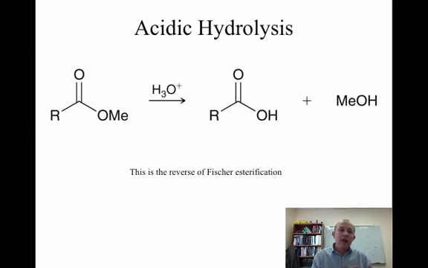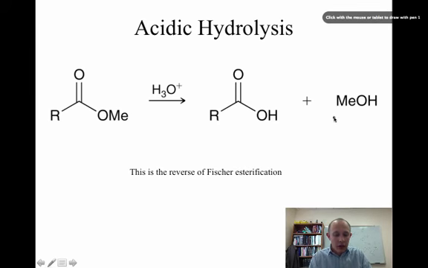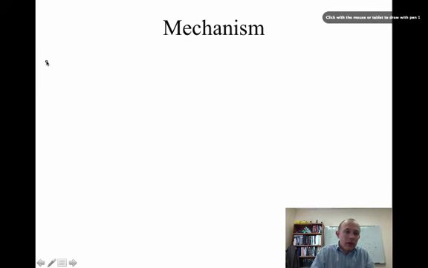We can also hydrolyze esters under acidic conditions, and this is just the reverse of Fischer esterification. So we take an ester with an acid catalyst and water as a solvent. We shift the equilibrium back to the carboxylic acid and methanol. So quickly, the mechanism here is exactly the reverse of the mechanism that we did.